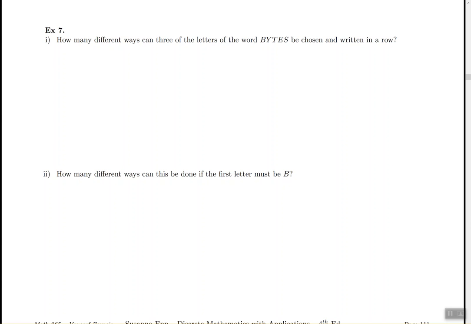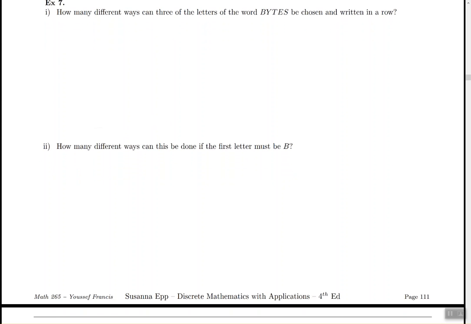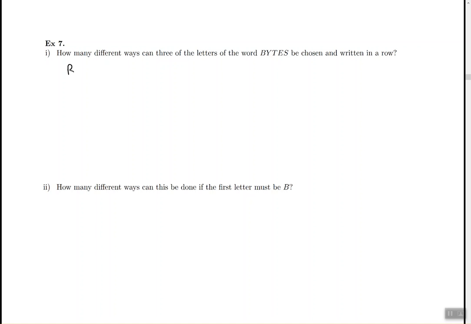Okay, here's another example of an R permutation. It says how many different ways can 3 of the letters of the word bytes be chosen and written in a row. So again, the very first thing I'm going to do is remind you that the word bytes has no repeats. And how many letters in total do I have right there? I have BYTES, which is 5 letters in total.